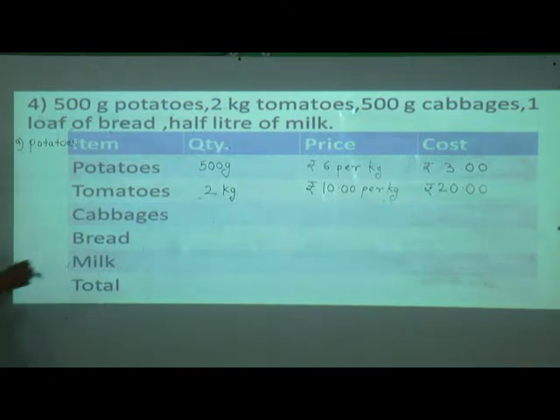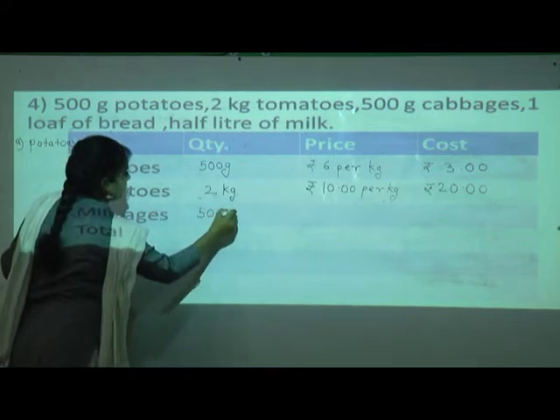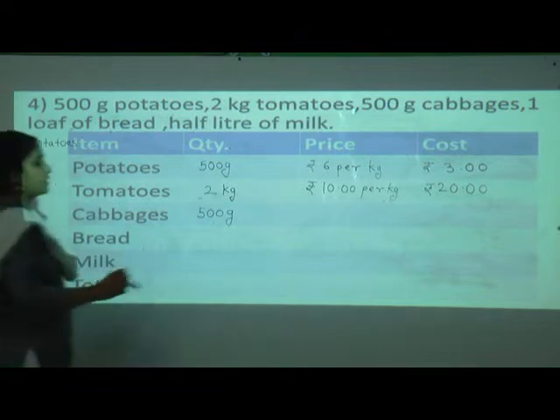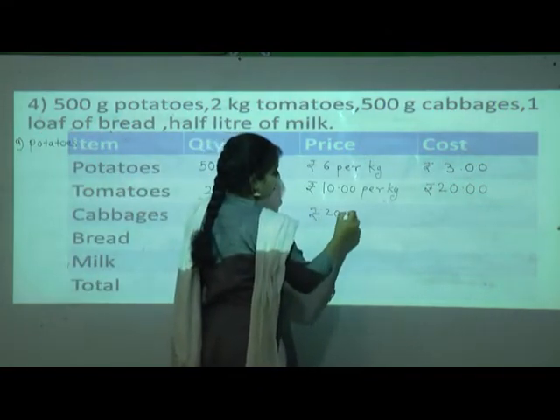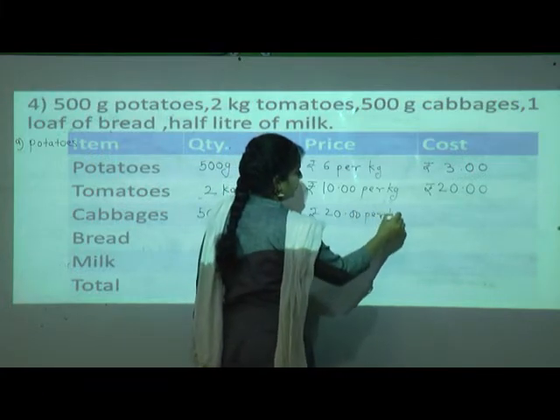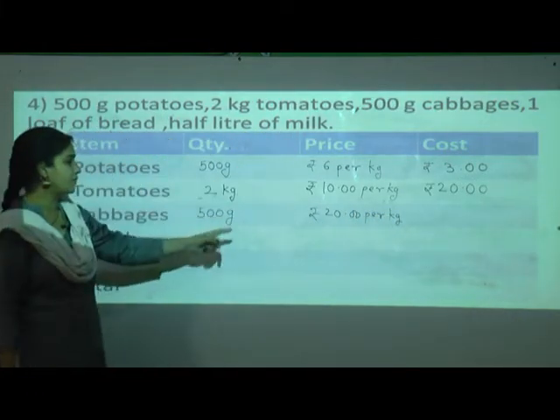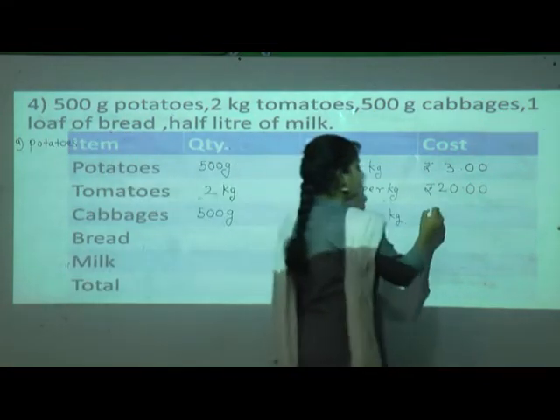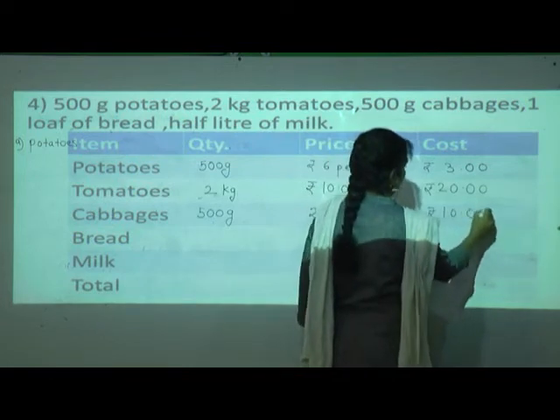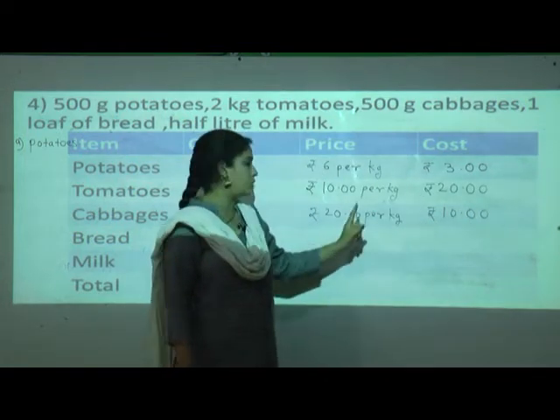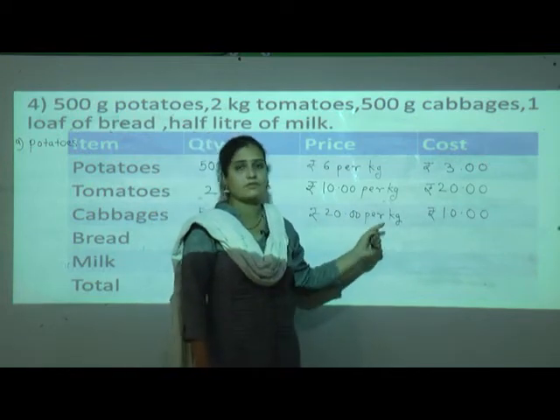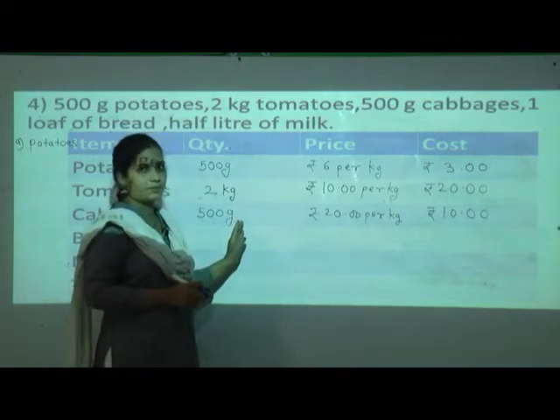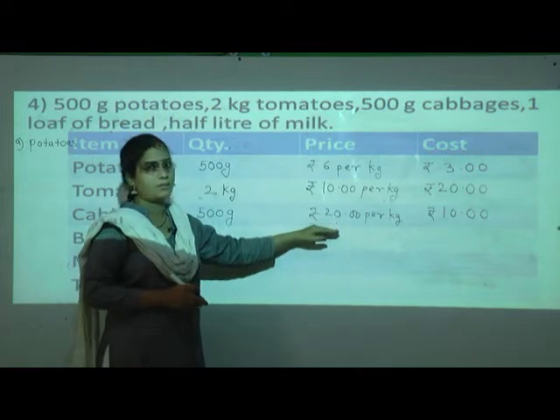Now cabbages. 500 gram cabbages. And the rate of cabbages is rupees 20 per kg. So here also same procedure, we can make it half. That's why the answer is rupees 10. Why we have written here 10? Because the rate is for 1 kg and 1 kg means 1000 gram and the half of 1000 is 500 gram. Okay, so we can make a half of rate also.